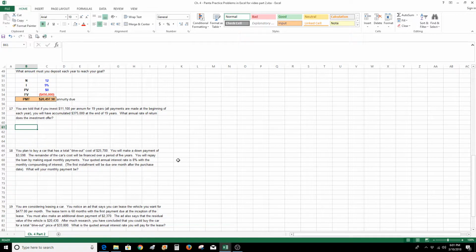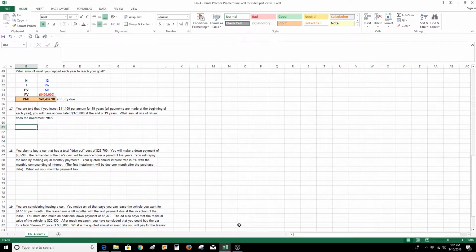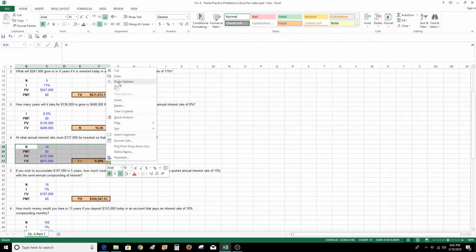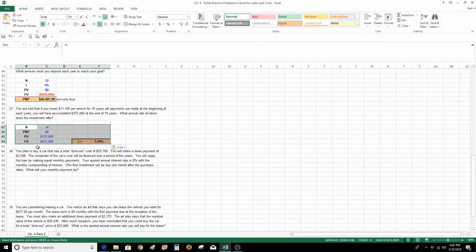Okay, number 17. You are told that if you invest $11,100 per annum for 19 years, all payments are made at the beginning of the year, so that's another annuity due. You will have accumulated $375,000 at the end of 19 years. What annual rate of return does the investment offer? So we are looking at interest rate. So we are going to find one that has interest rate, copy that. Go back to our spreadsheet, right click and paste.